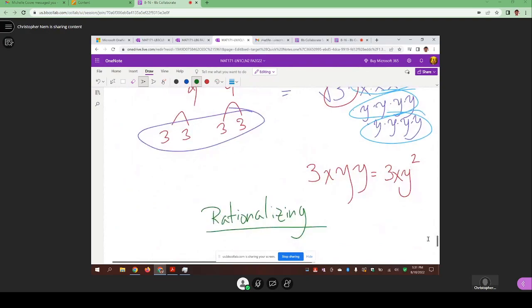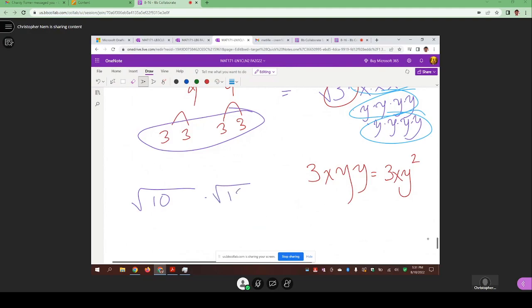I think I forgot something. Let me just talk about this real quick before I go into rationalizing. This is part of the properties, but I'm hoping you get the idea. Suppose I had two roots multiplying each other, let's say root 10 times root 15. All you simply have to do is multiply the insides with each other. The inside multiplies with the inside, the outside multiplies with the outside.